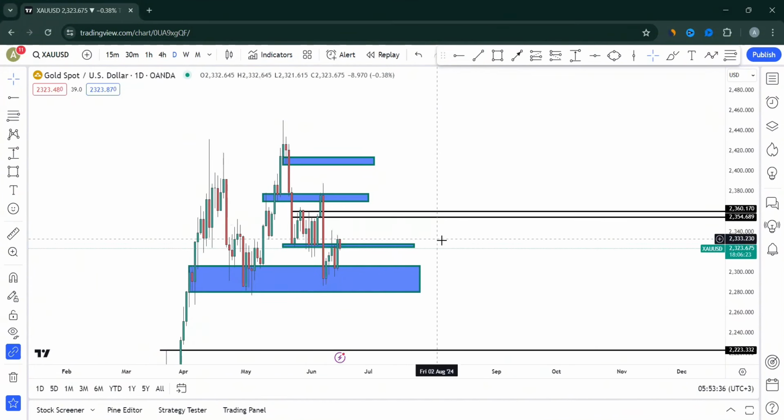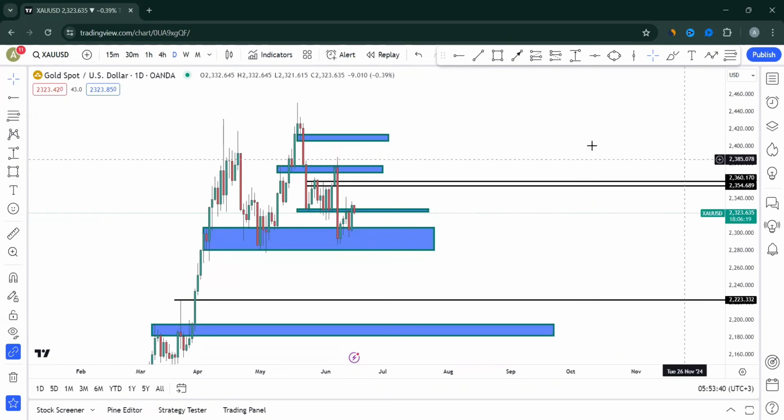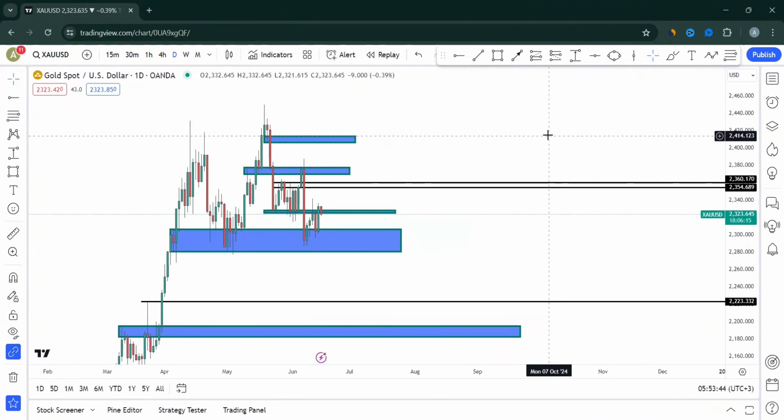Personally, I'll be watching gold because I want to trade it from my watch list. I also have others on my watch list, but the team will be sharing them on social media so that we can trade them together.